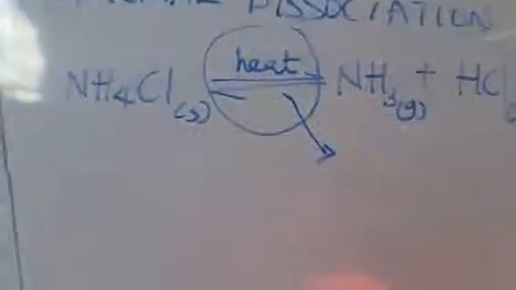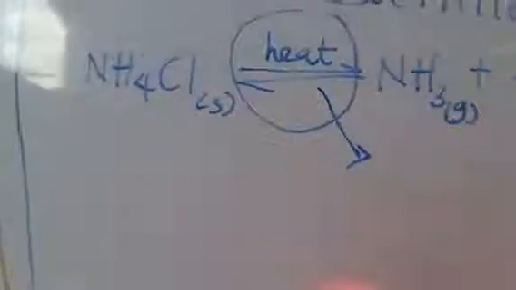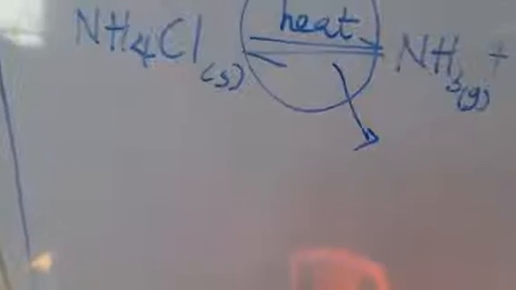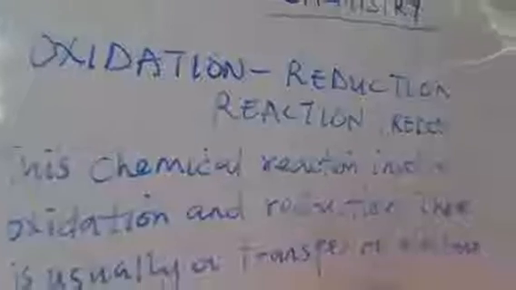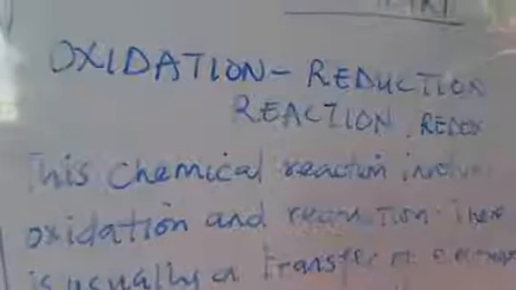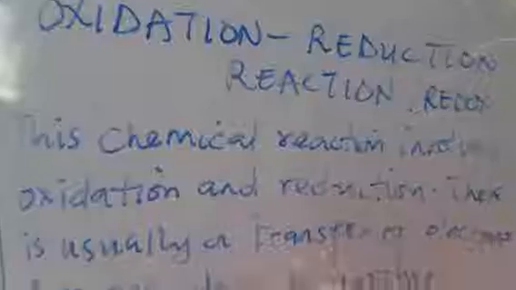Now the difference between thermal dissociation and thermal decomposition is that thermal dissociation is reversible. As you can see, the reversible sign is here. So that's the difference between thermal dissociation and thermal decomposition. This thermal dissociation is reversible, while thermal decomposition is not reversible.